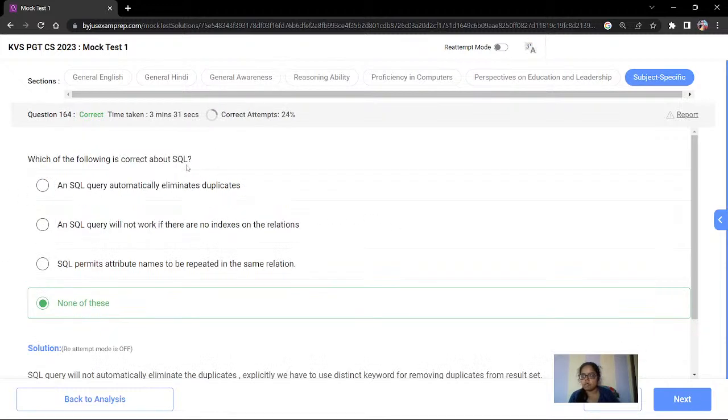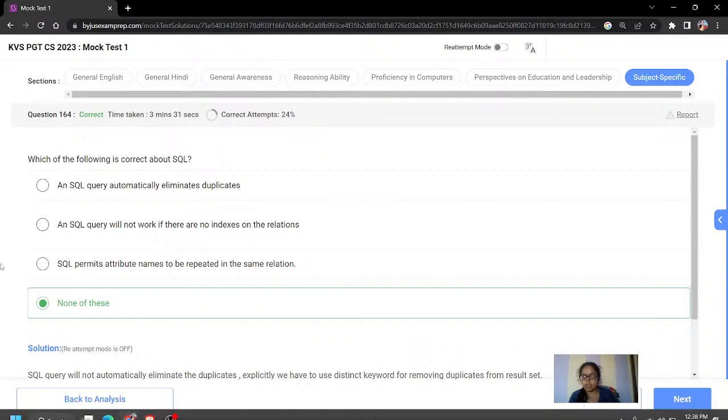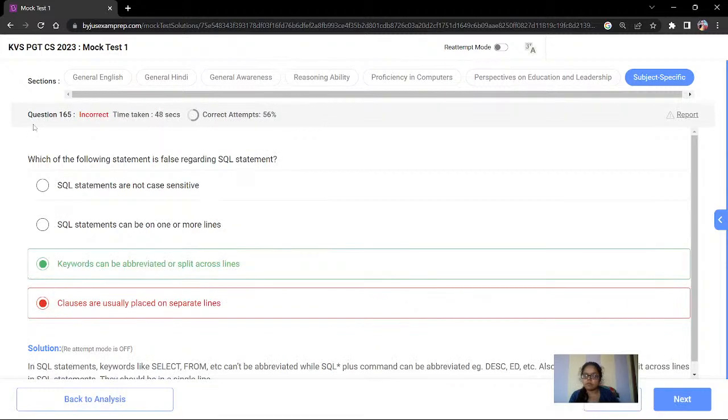Next, which is correct about SQL, and SQL is ordered, none of this is correct. Here SQL does not automatically eliminate duplicate rows, and an SQL query will work even if there are no indexes. SQL permits repeated attribute values. So, next is which of the following is false regarding SQL statements?